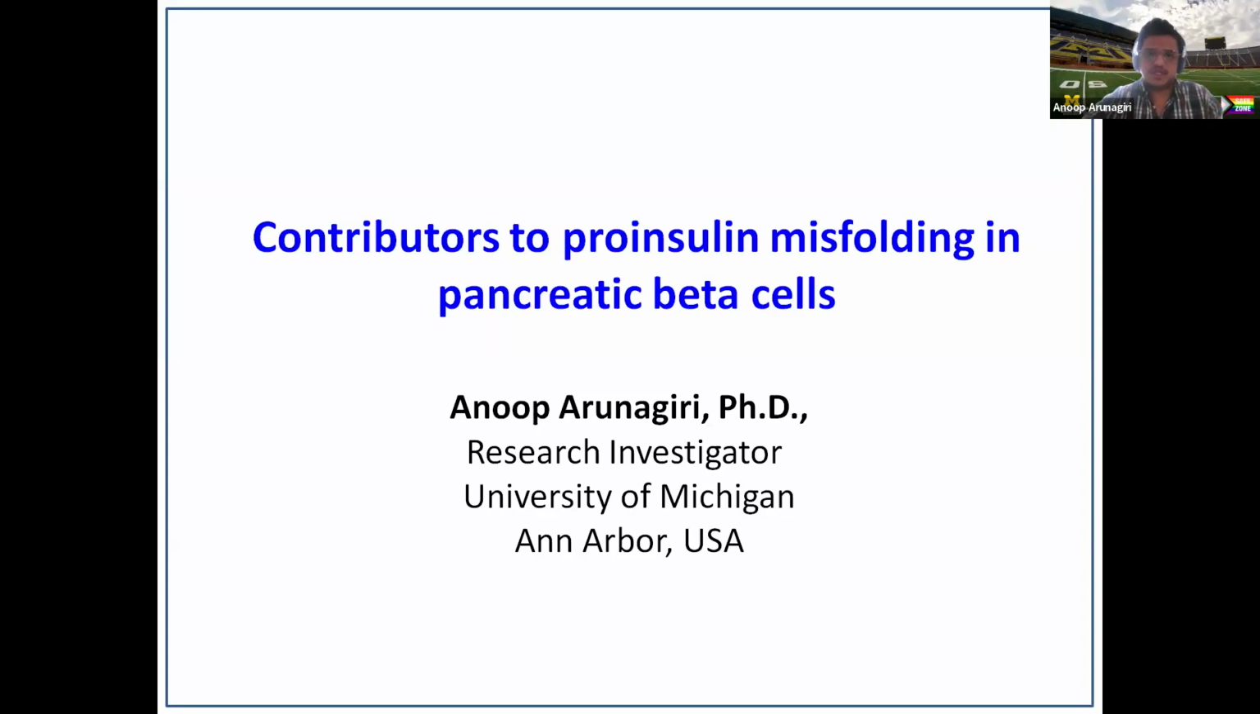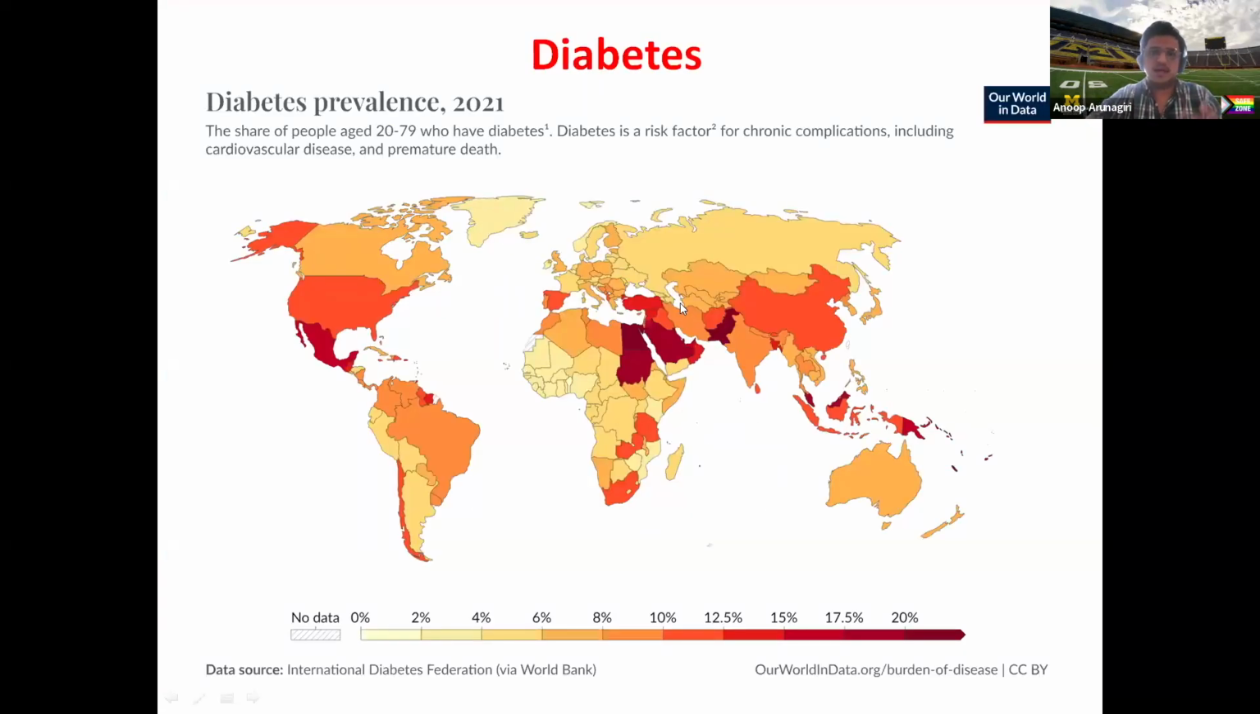So I'm going to start with diabetes. As you can see from this global map, diabetes is a global burden. Many of the nations are colored here, and the darker the color is, the greater the percentage of the population affected by this metabolic disorder. And just to qualify, this is type 1 and type 2, correct? That's right. Yep, that's right.